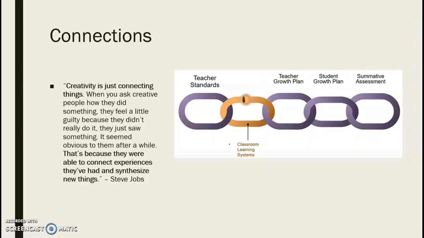So I've included this quote here, and I've bolded a few pieces. This quote is from Steve Jobs. Creativity is just connecting things. When you ask creative people how they did something, they feel a little guilty because they didn't really do it. They just saw something. It seemed obvious to them after a while. And that's because they were able to connect experiences they have and synthesize new things.